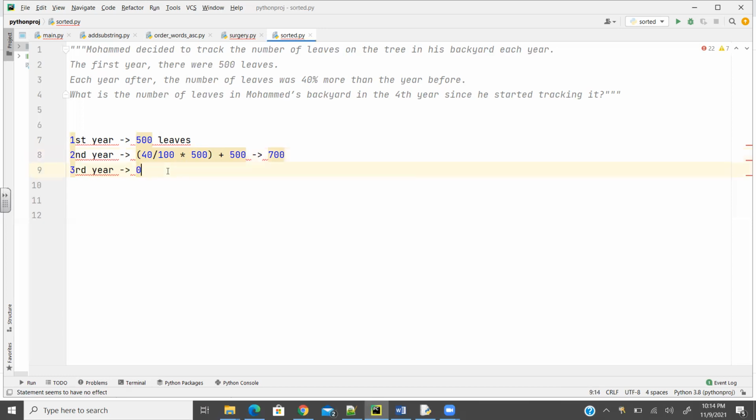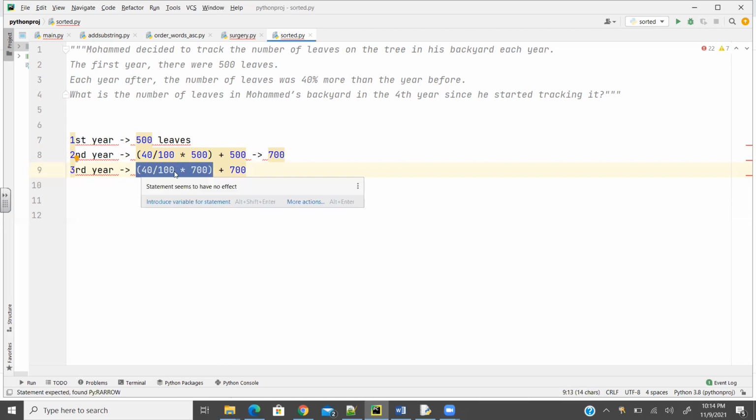Then in the third year, it's now going to be the same procedure. So 40%, that is 40 over 100, of the previous year's amount, which is 700. So coming from the second year now to the third year. In the previous year, he had 700 leaves in his backyard altogether. Then again, I am going to add it. So this is the increase.